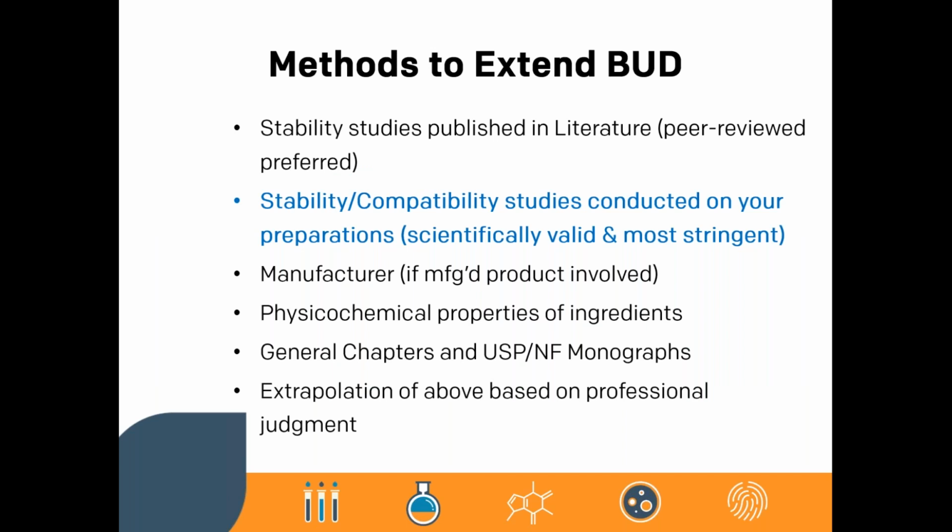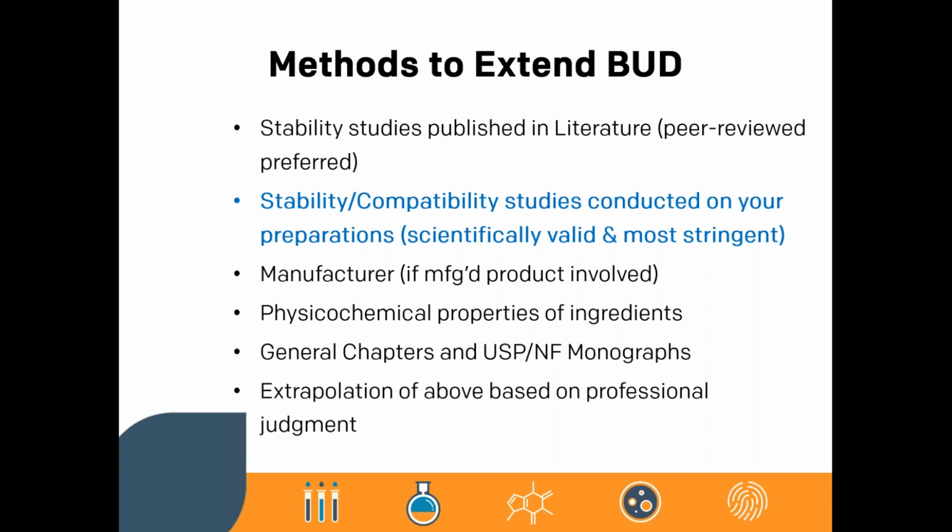Okay, what are some methods to extend that beyond use date? Stability studies may be published in the literature. It's preferred that they're peer-reviewed. A stability or compatibility study conducted on your preparation using your container closure is the most scientifically valid and most stringent. And I think that's what, as you see regulatory bodies doing the inspections, they're looking for this type of study. Manufacturers will conduct the stability, and they will list that expiration date on the label of a manufactured product.